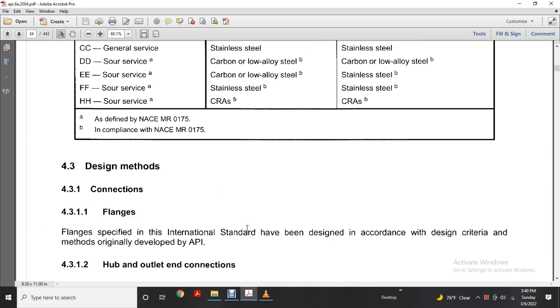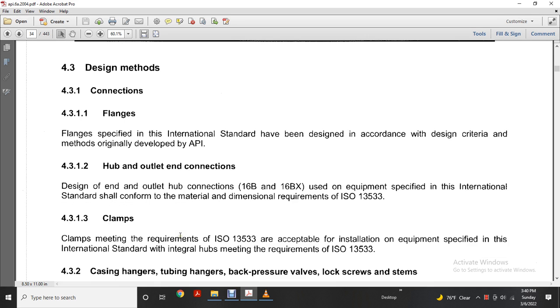Design method, connection, flanges. Flanges specified by the international standards are designed in accordance with the design criteria and methods originally developed by the American Petroleum Institute. Hub and outlet connections: design end and outlet connection 16B, 16BX. The equipment specified by the international standards shall conform with the material and dimensional requirements of ISO 13533, with the clamps meeting the requirements of ISO 13533, and the integral hub meeting requirements of ISO 13533.